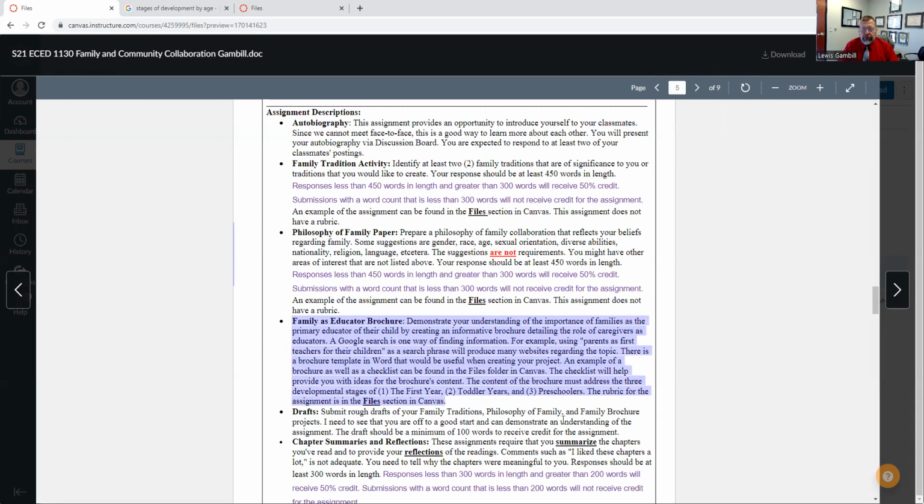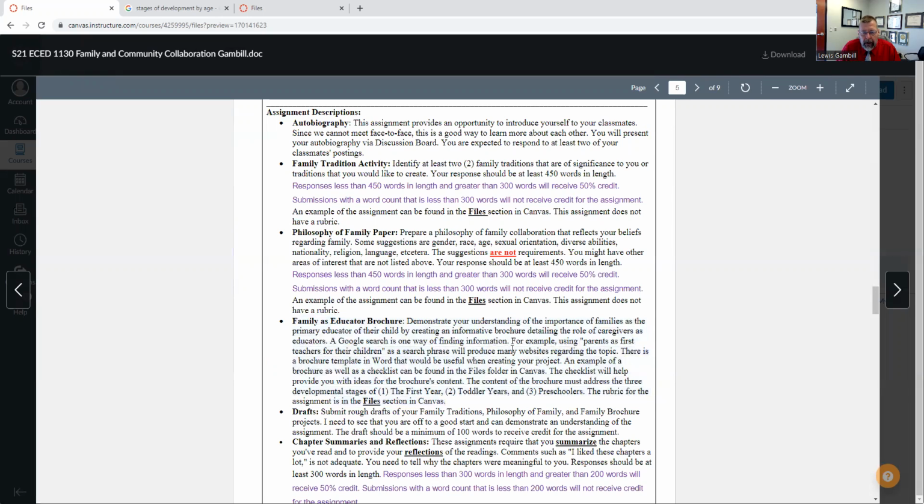So you need to demonstrate your understanding of the importance of families as the primary educator of their child by creating an informative brochure that will give the caregiver some idea of what's happening developmentally with their child and what they can do to help to reinforce that skill, behavior, or whatnot. It'll make much more sense once I take you up to the example.